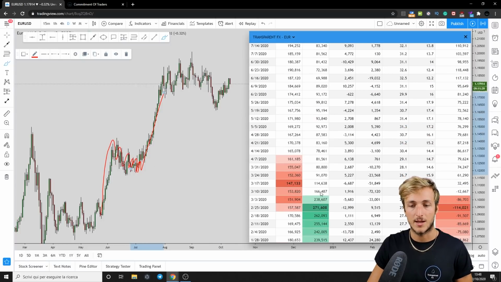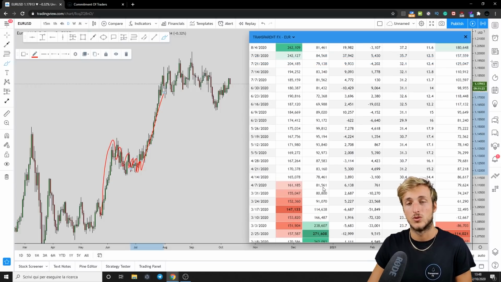And if you see that happening, and at the same time, a lot of shorts getting closed, going from 271K all the way down to less than 100K, you definitely do expect a move to the upside, because if institutions are so interested in closing their shorts and opening massive longs, you definitely do expect the move to the upside.